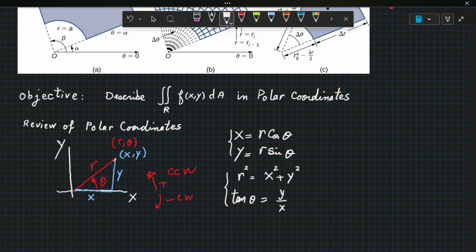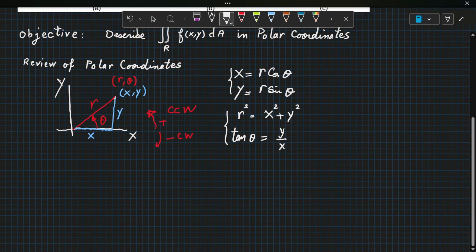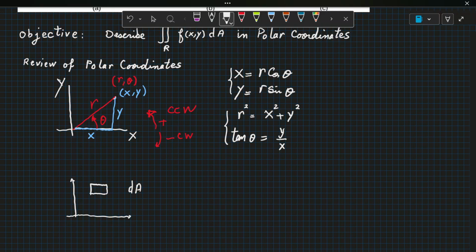Next issue is, well, in Cartesian, we would describe our element of area, or dA, in terms of a change in x and a change in y. So in the Cartesian, when we want to talk about the element of area, the most comfortable description of this would be to consider a rectangular region whose dimensions are dx and dy.